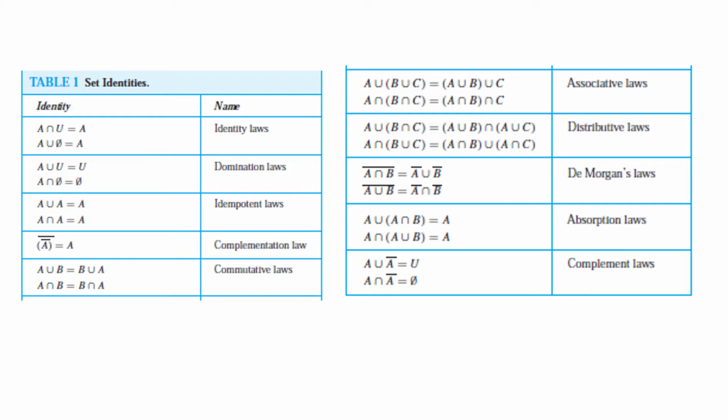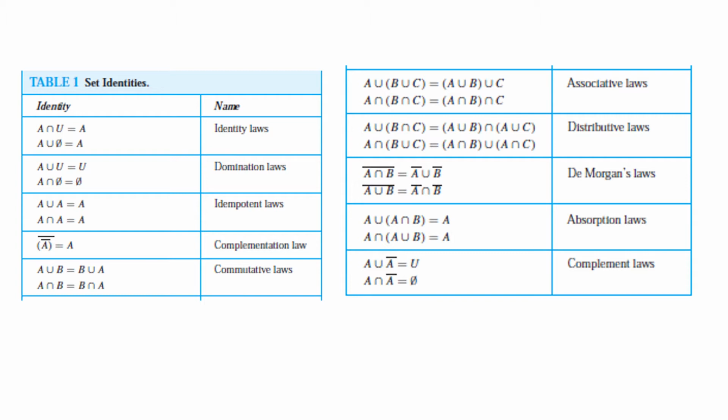You also have the idempotent laws: the union or the intersection of A and A would be A. Then we also have the complementation law: the complement of the complement of A would be A. And then the commutative laws: A union B would be B union A, and A intersect B would be B intersect A. Associative laws: A union the quantity B union C would be equal to the quantity A union B, union C. And A intersect with the quantity B intersect C would be the same as the quantity A intersect B, and then intersect with C.